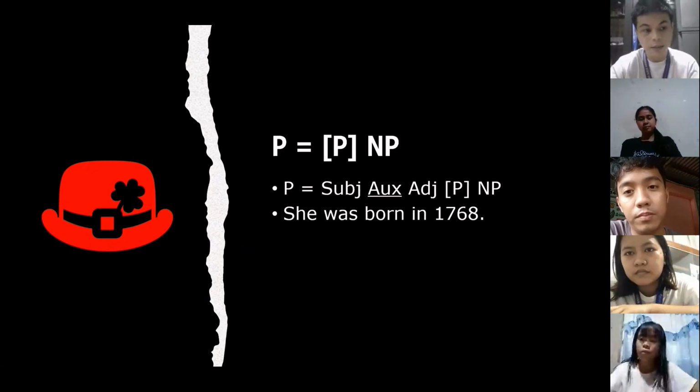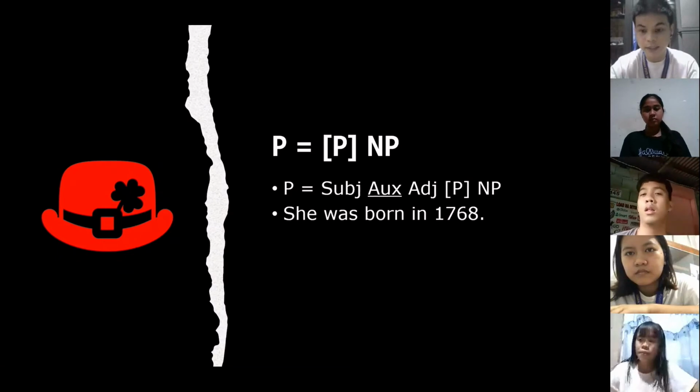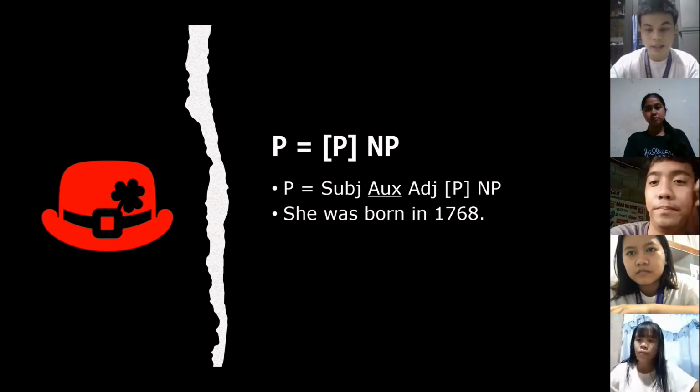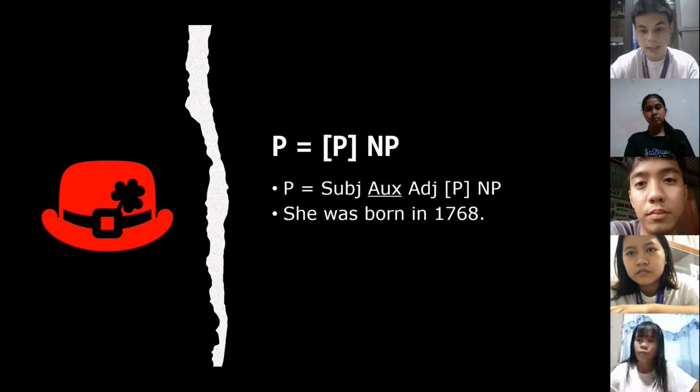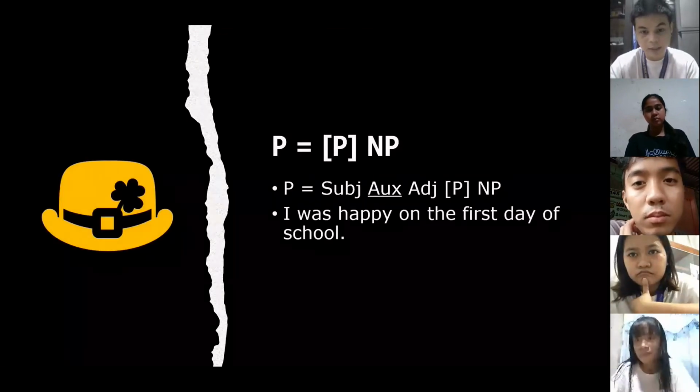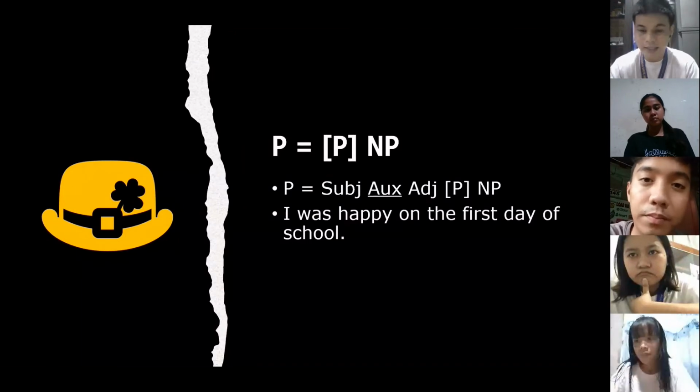So let's take the earlier sentences. She was born in 1768. So she, notably, is your subject. Let's put the subject in its initial position. Then comes the auxiliary verb was, and then your adjective born. Let's insert your preposition in, and comes your noun phrase 1768. So that's our first example. Was it proved? Yes.